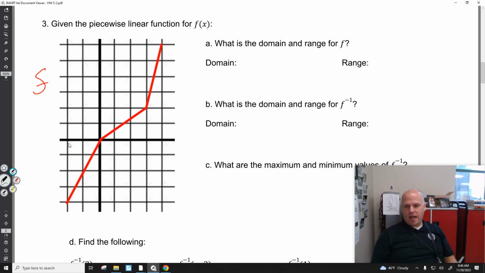F's domain are all the X's that we use. All of these points are X's in between -2 and 1, 2, 3, 4. So the domain are all the X's between -2 and 4. And if you'd like to, you can use inequality notation, which would include -2 and 4. The range would be all the Y's that I use. All my Y's are -1, -2, -3, -4 to 1, 2, 3, 4, 5, 6.